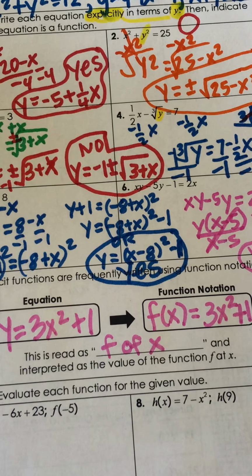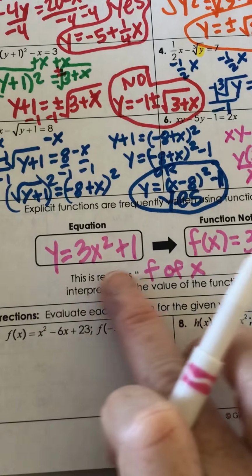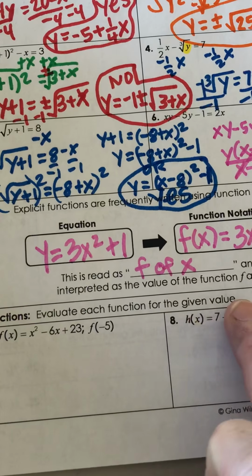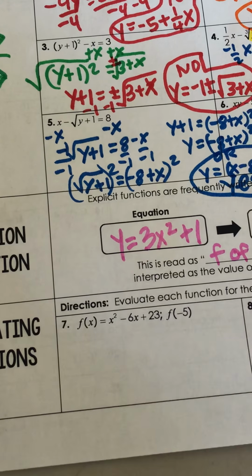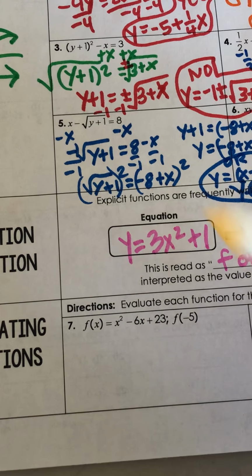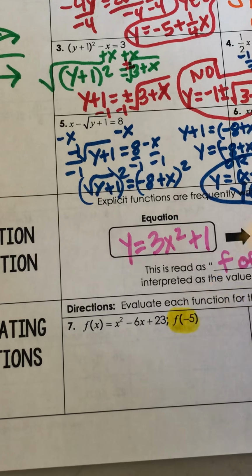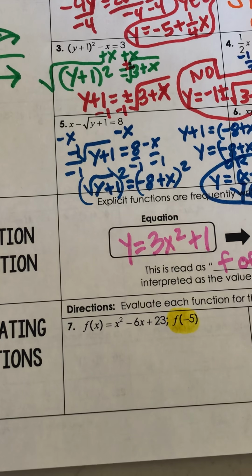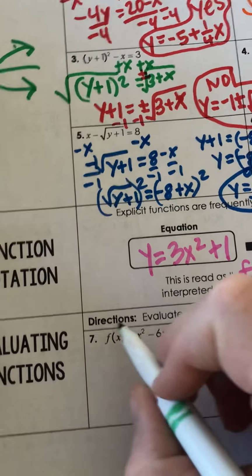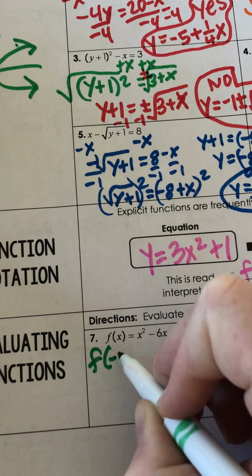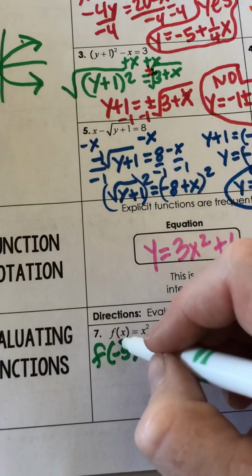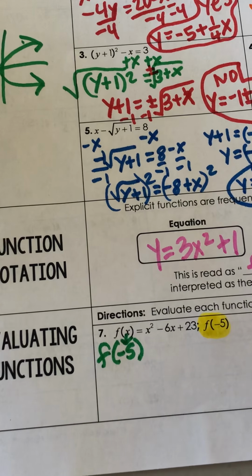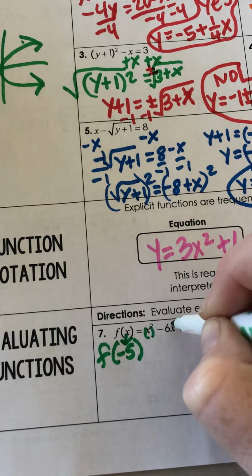Now we have evaluating functions, and we're going to evaluate them for a given value. If you read this, you're first given the function, then this is your question, which comes after the semicolon. What is f of negative 5? If I started with f of x and my question says f of negative 5, what am I really doing? Where I see x, I'm putting negative 5. That's really what's going on here.